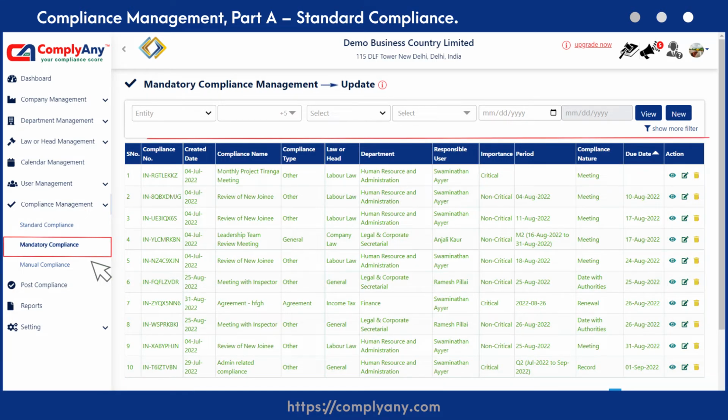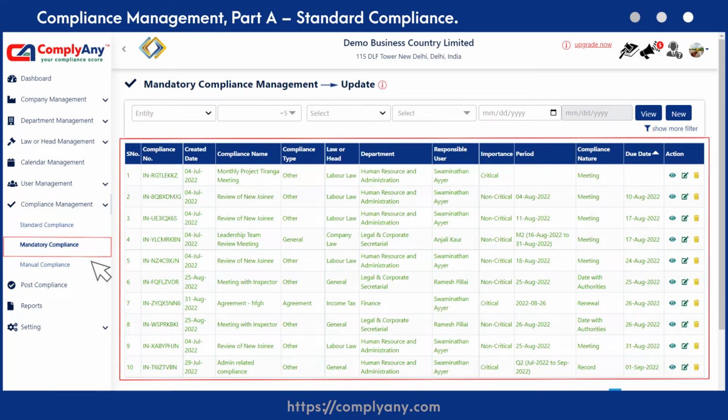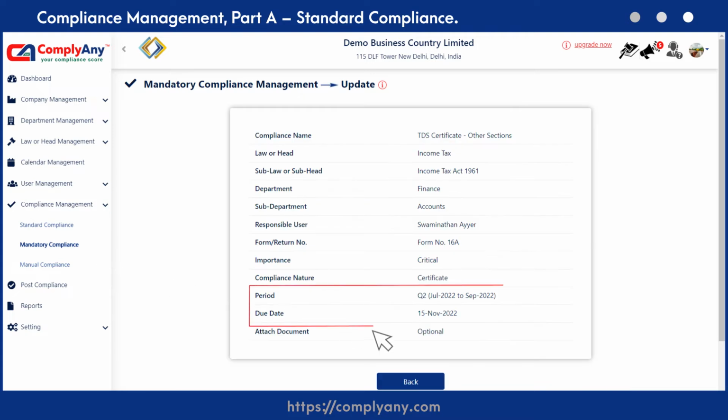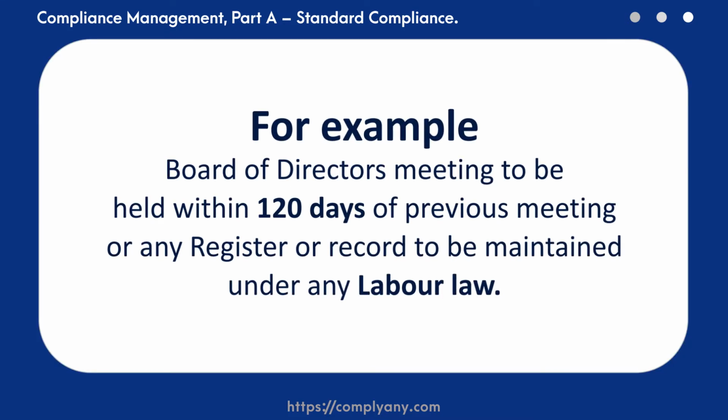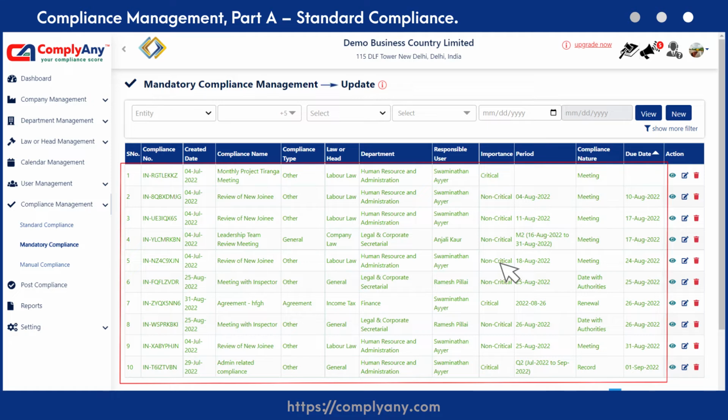Mandatory compliances are those compliances which are defined in law or regulations but the government or authority has not fixed any date. For example, Board of Directors meeting to be held within 120 days of the previous meeting, or any register or record to be maintained under any labor law. System has a list of these compliances and they are shown in green color font.